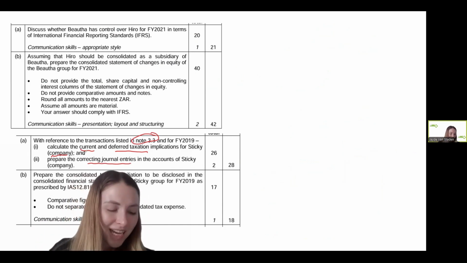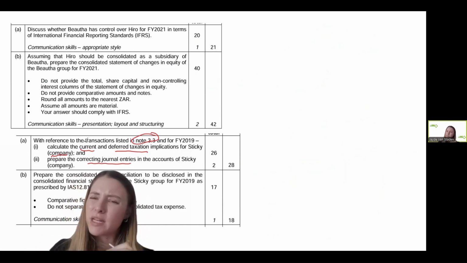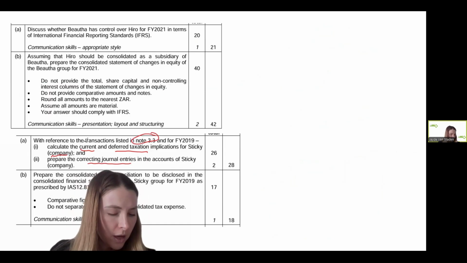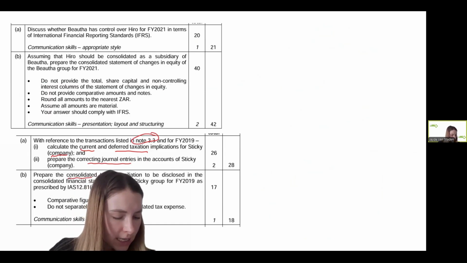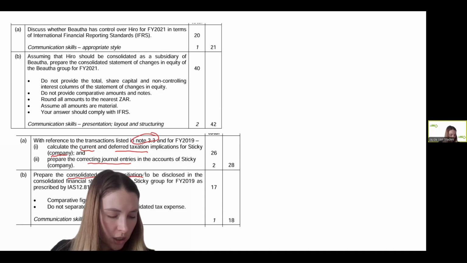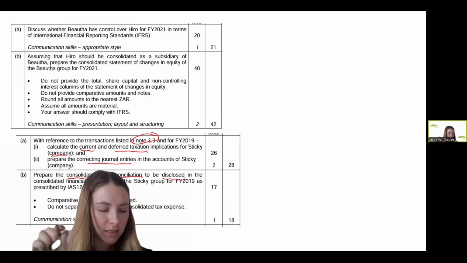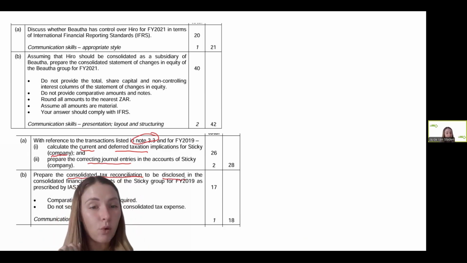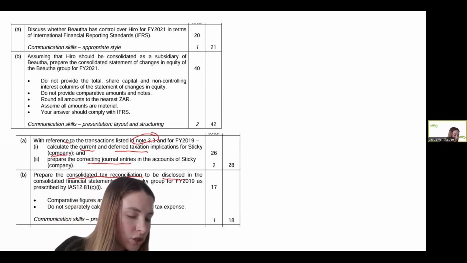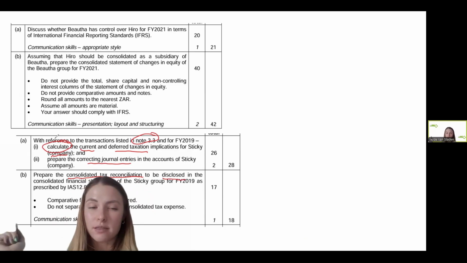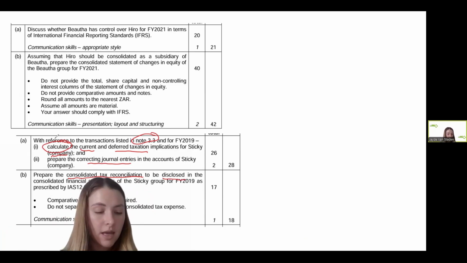Okay, so we've got to calculate current and deferred tax, but let's contrast that to the next one. Prepare the consolidated tax reconciliation to be disclosed in the consolidated financial statements. Okay, this is important because this question is asking you to calculate current and deferred tax and then do the correcting journal entries, okay?